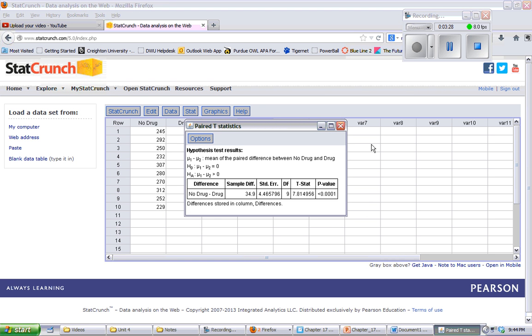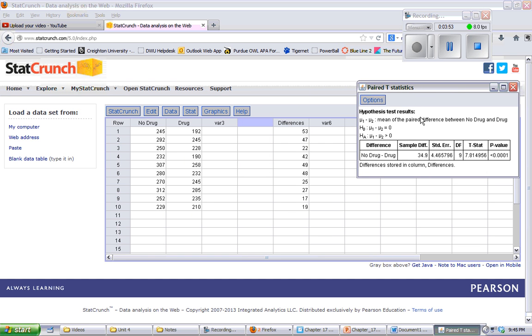As you can see, looking at our printout here, our p-value is less than 0.0001, which obviously is quite a bit less than our alpha of 0.05. So since we've got a very low p-value, we can reject our null and accept our alternative hypothesis that yes, the men had a higher cholesterol before taking the drug than they did afterwards.